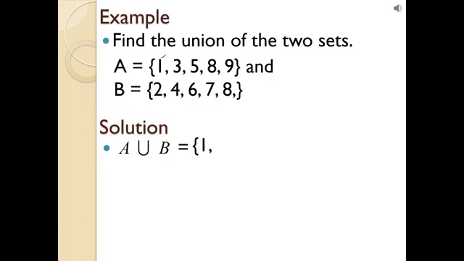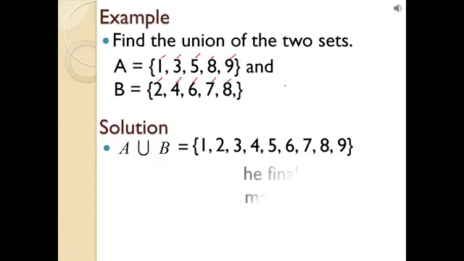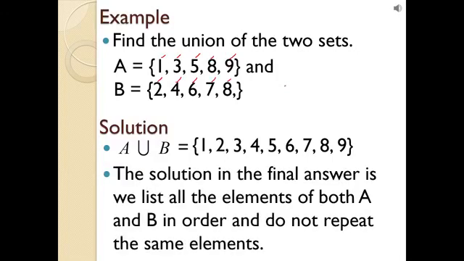Check. Next, we have 2. Check. We have 3. We have 4. We have 5. We have 6. We have 7. You'll be writing 8 once and the number 9. Now, I am simply writing it in order so that no number will be missed out. There you go. Do not repeat the same elements, and we will list all the elements of both A and B.